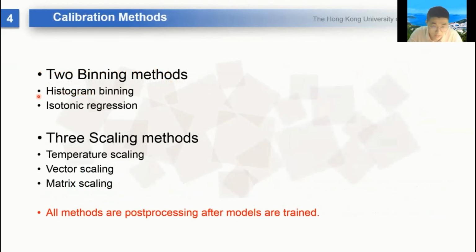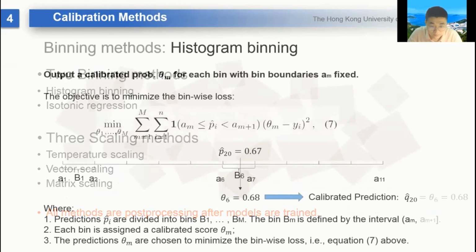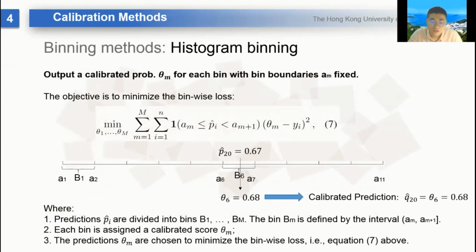We then use 5 kinds of calibration methods to calibrate our models in experiments. There are 2 methods based on bins and 3 scaling methods. All methods are post-processing after models are trained. Simply speaking, histogram binning is to output a calibrated probability theta m for each bin with bin boundaries a m fixed.